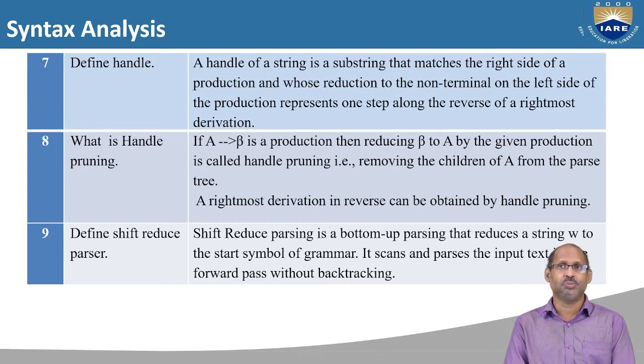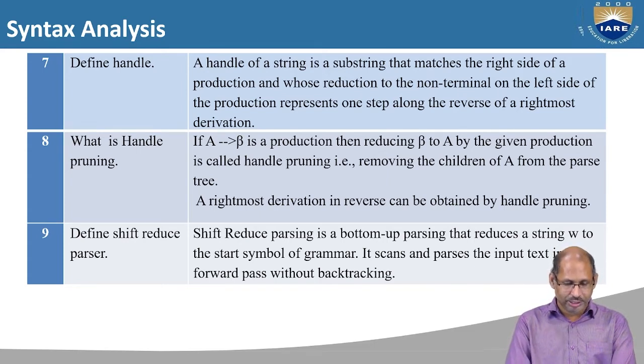Right? If A gives beta is a production, then reducing beta to A by the given production is called handle pruning. That is, removing the children of A from the parse tree, and the rightmost derivation in reverse can be obtained by handle pruning. So the process of replacing the right side of the production with the left side non-terminal and repeating till it reaches the root is called handle pruning.